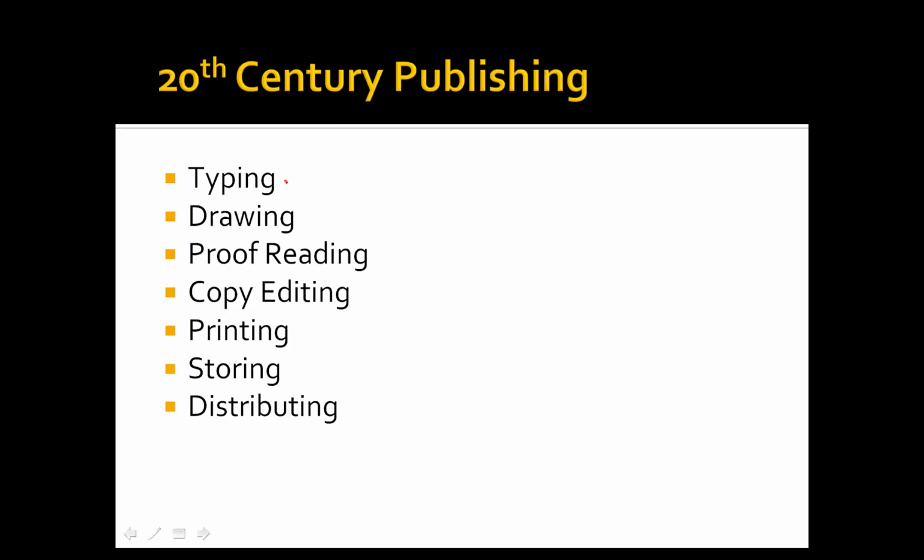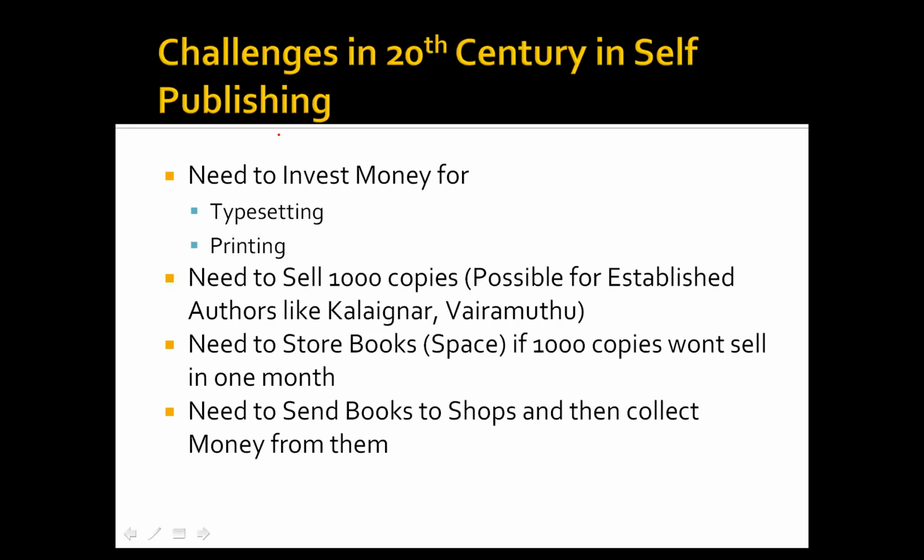And then typing is a separate job. You need a typist. You need an artist. You need a proofreader. You need copy editing. You need a printing press. You need a place to store. And you need distributors. All these are specialist works, which a new author could not do by himself in the earlier days. And for typesetting and printing, you need to invest the money. Then you need to sell 1,000 copies.